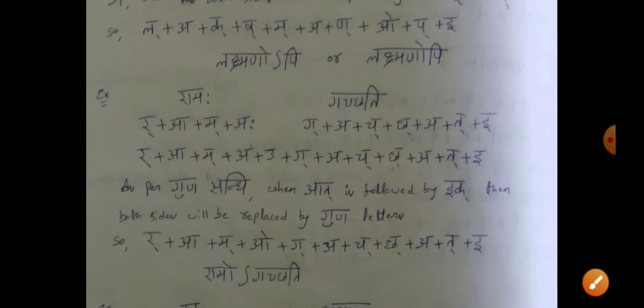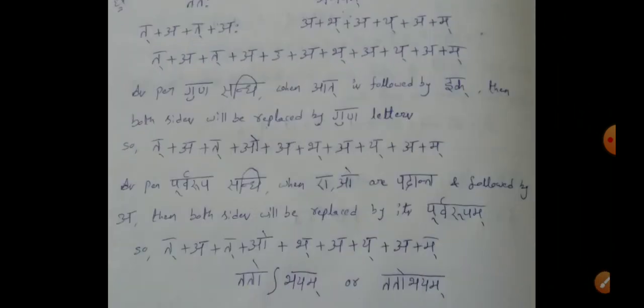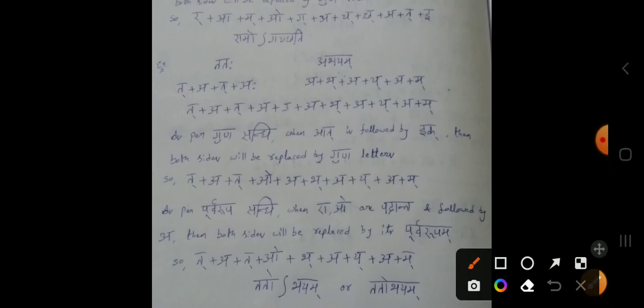We'll see one last example. See this example. Tataha Abhayam. What is the expansion for Tataha? Takara plus A plus Takara plus Aha. And what is the expansion for Abhayam? A plus Bhakara plus A plus Yakara plus A plus Makara.